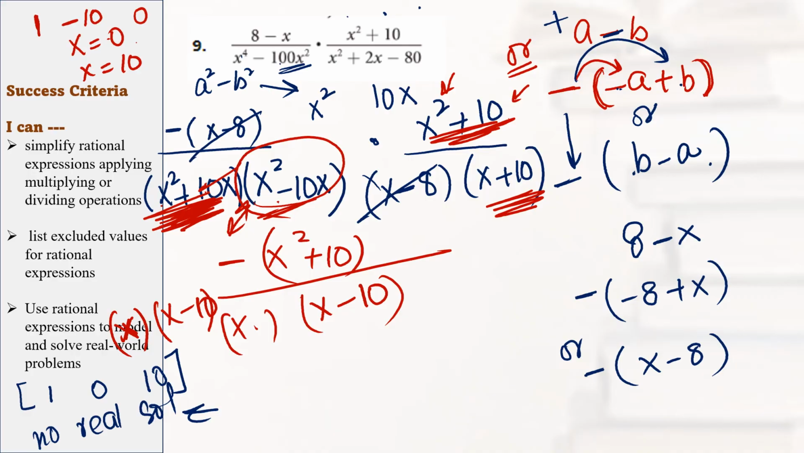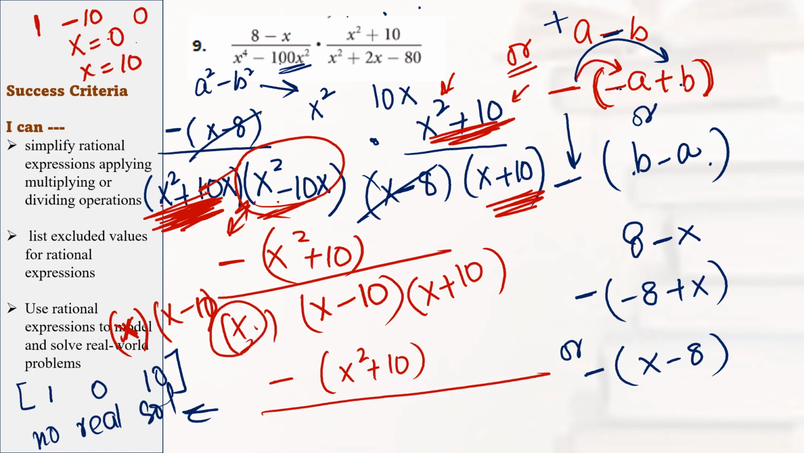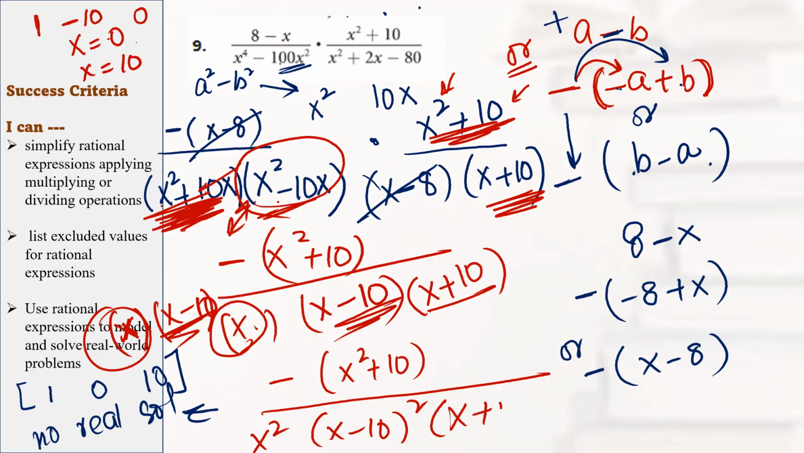But then nothing can cancel from the top. So keep everything in the denominator as it is, and everything in the numerator as it is, but simplify. So minus x square plus 10 as it is. This is x, this is x, so it is x square. This is x minus 10 and this is x minus 10, so write x minus 10 but put the power 2 here. And this is x plus 10 left. So keep it as it is.